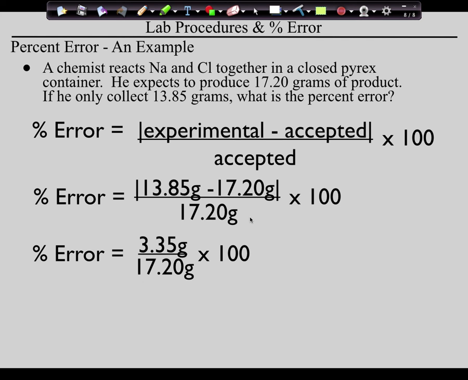Now guys, watch this. Now we move the 17.20 down to the denominator. Now we need to think again. Now we are dividing. How many significant digits here? How many significant digits here? 3. How many here? 4. So how many do we get in our answer? The fewest, 3. Did you catch that? Guys, for the subtraction, we were concerned about decimal places. For the division, we are concerned about significant digits. So 3 significant digits here, 4 there. We get 3 in our answer, and this guy lost 19.5% of his product. If you were trying to get a job as a chemical engineer, you'd get fired.